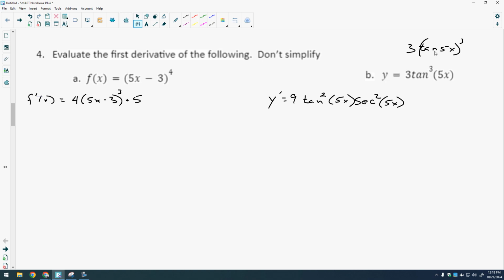I've taken care of the tangent. Now I have this 5x inside. The derivative of 5x is just 5. Notice how I'm always going back to the original function to move inside, from the 3 down to the tangent into the 5x. If you try to go to here, not only is it wrong, it's going to make it super confusing. Go back to the original function. Okay.